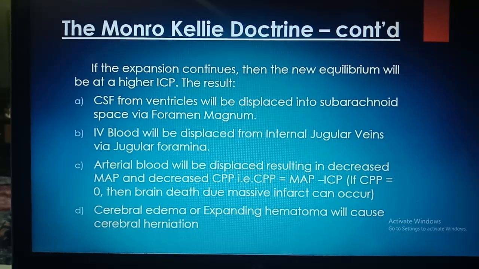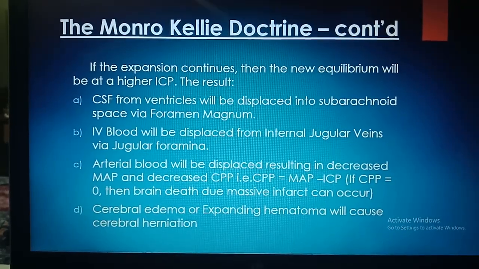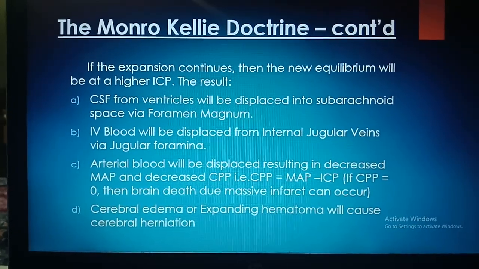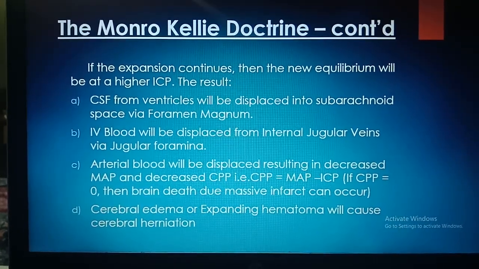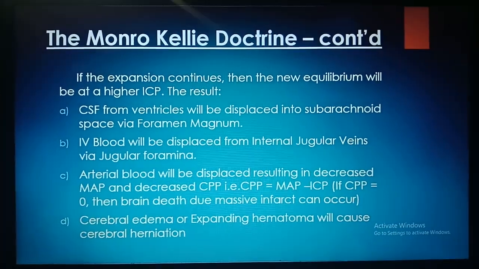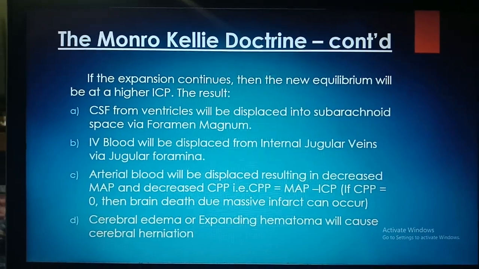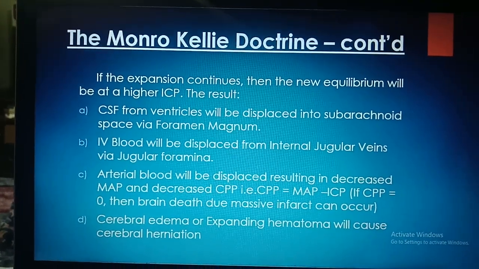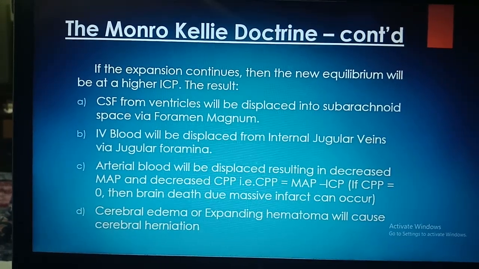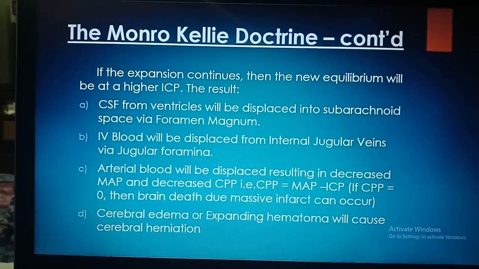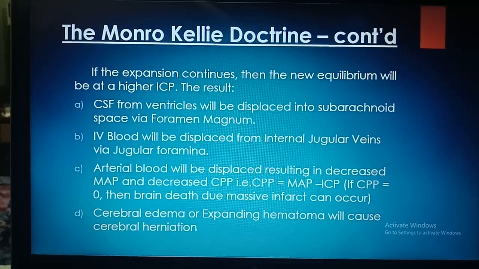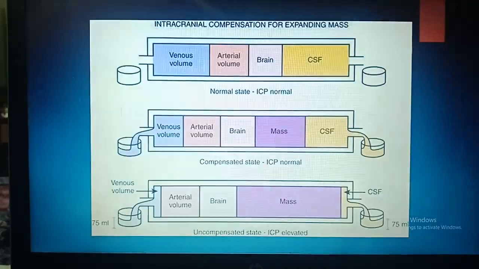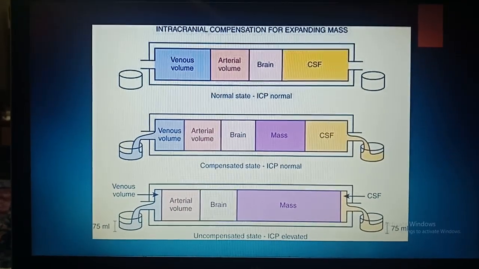Now, whenever there is arterial blood being displaced due to that mass, that will decrease the mean arterial pressure. And if the mean arterial pressure decreases to such an extent that the cerebral perfusion pressure becomes 0, it means that the arterial blood flow has ceased completely, there is complete infarction, and brain death can occur. The last thing is that cerebral edema or an expanding hematoma will then further cause cerebral herniation, and that is a state of decompensation.